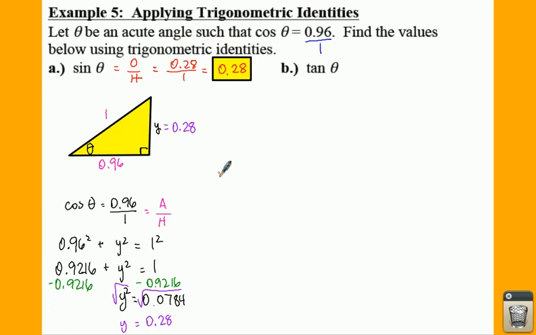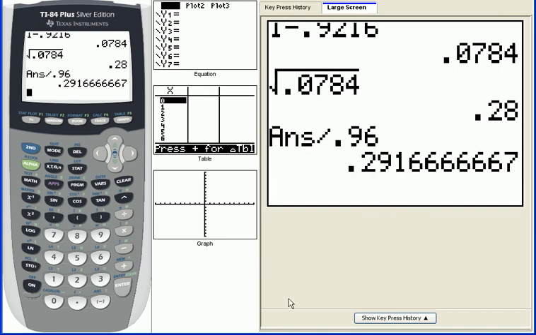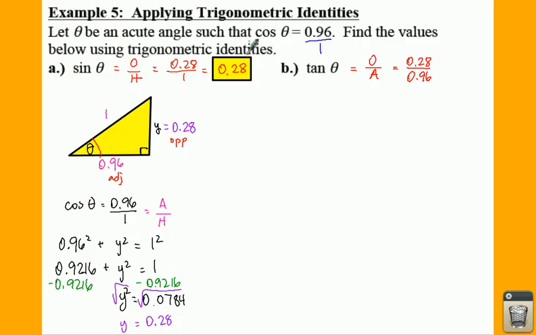Now, we're going to be able to use that same triangle for finding your tangent. Your tangent of theta is just equal to TOA, so opposite over adjacent, which is going to give you your opposite side from this angle here. This is your opposite side. This is your adjacent side. You're going to be able to take 0.28 divided by 0.96. And since these are some ugly decimals, we're just going to take 0.28 divided by 0.96, which gives us a pretty decimal of 0.29, and we'll just round to 0.29. So the tangent of theta would just be 0.29.